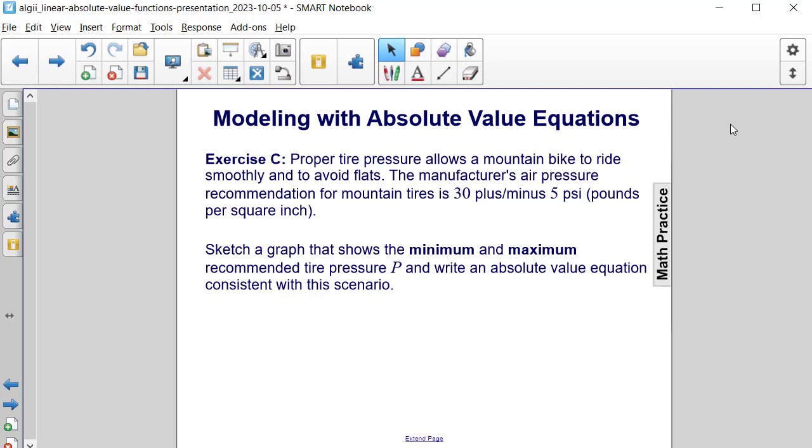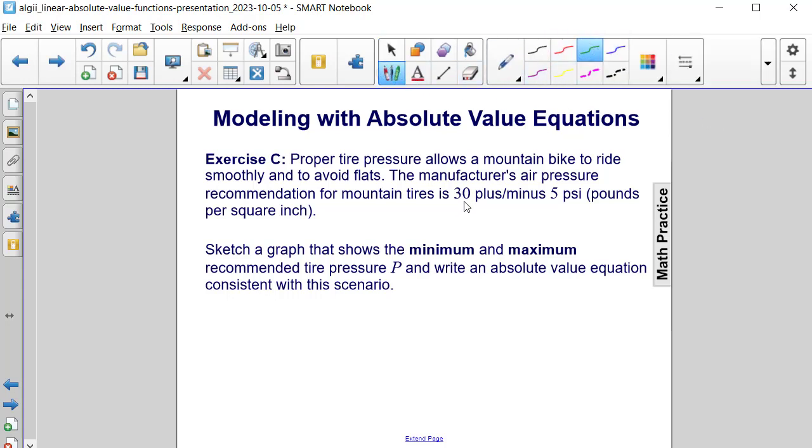The first step is usually to identify key pieces of information. So let's actually do that. We have 30, a plus or minus, and then we also have 5 psi. Now the key plus or minus text that we have here tells me that 5 is going to be the distance value. And then 30 is going to be our center point.